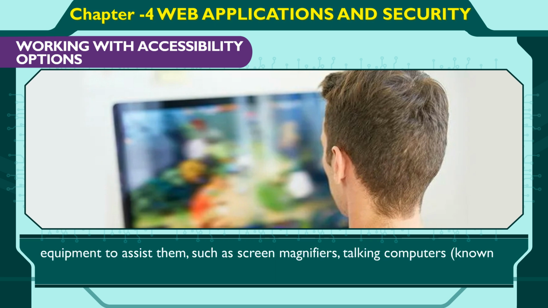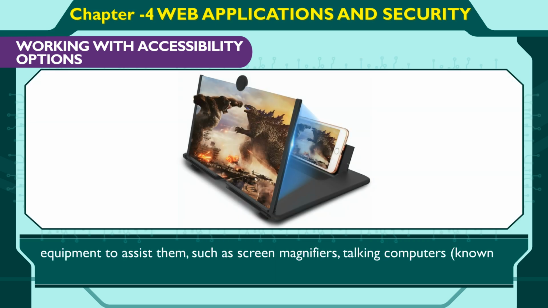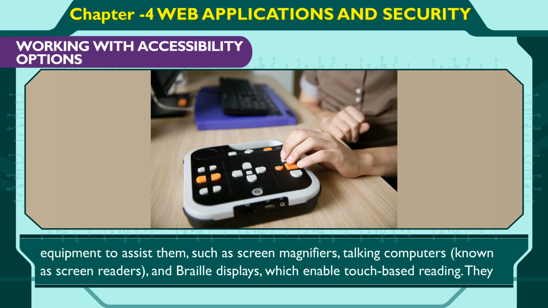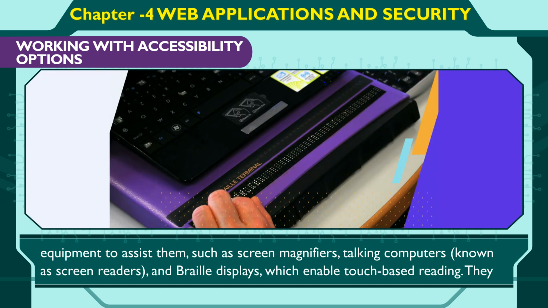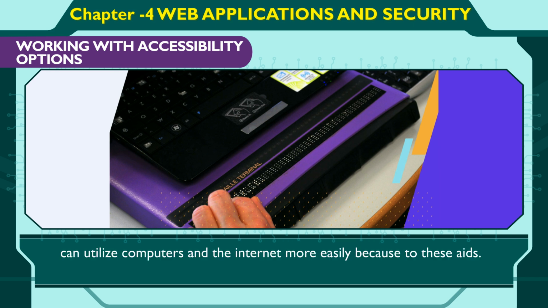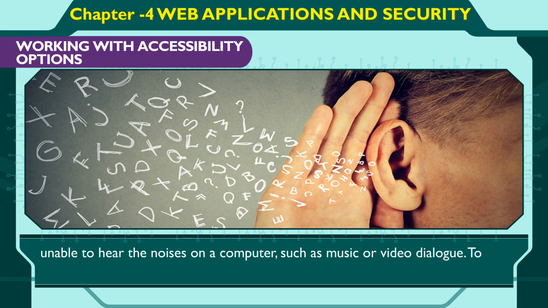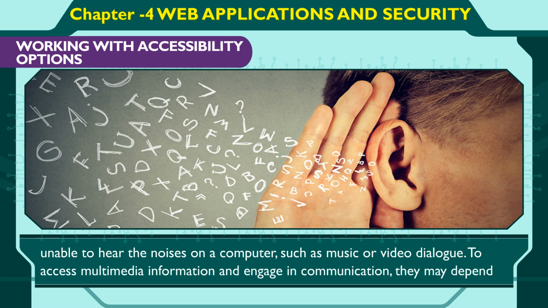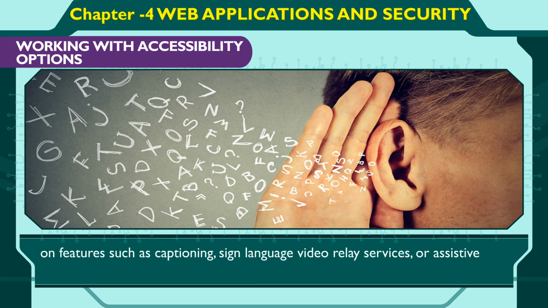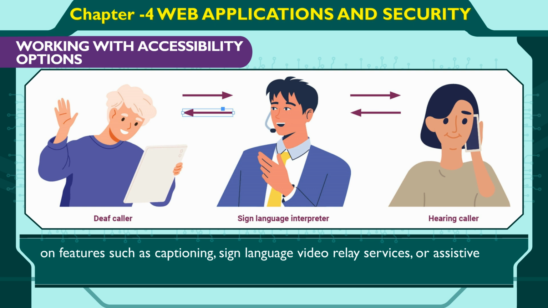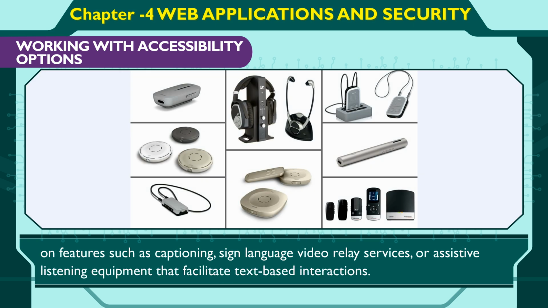They employ specialized equipment to assist them, such as screen magnifiers, talking computers known as screen readers, and braille displays which enable touch-based reading. They can utilize computers and the internet more easily because of these aids. Hearing impairments. Some persons who have hearing impairments are unable to hear the noises on a computer, such as music or video dialogue. To access multimedia information and engage in communication, they may depend on features such as captioning, sign language video relay services, or assistive listening equipment that facilitate text-based interactions.